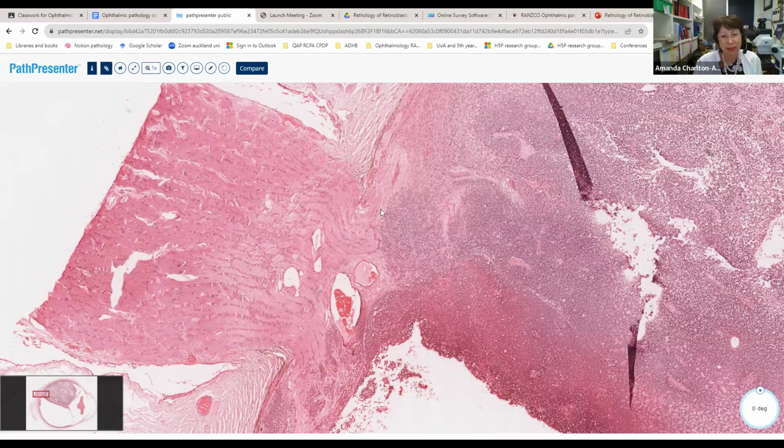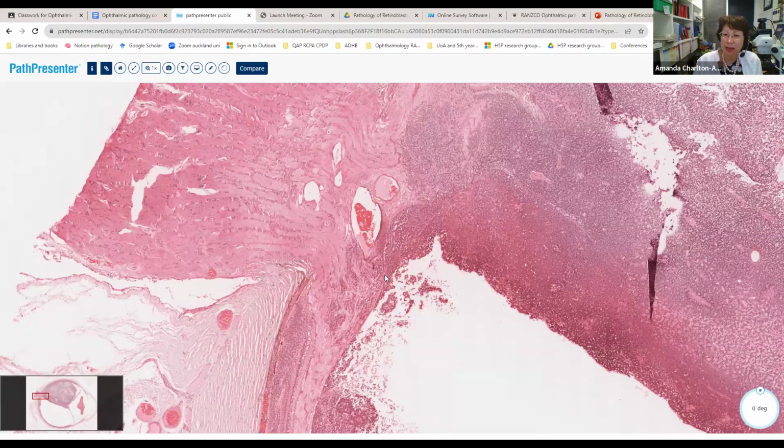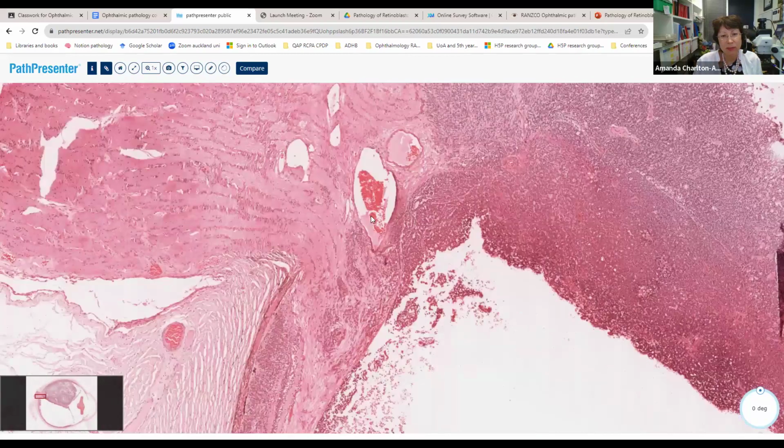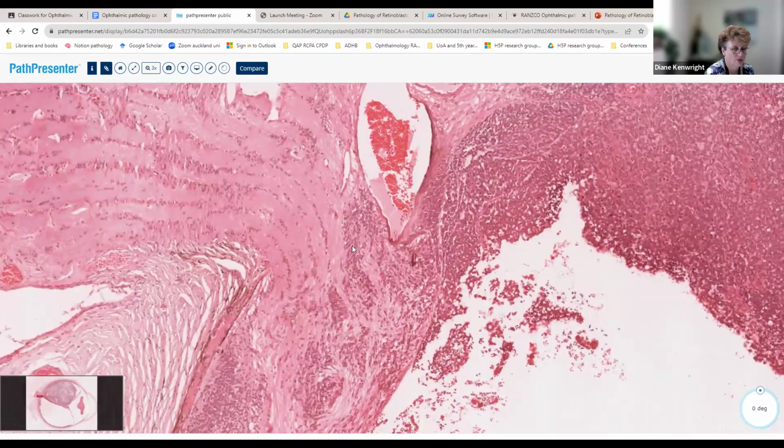But so we have to identify, is there invasion of the optic nerve? And we were allowed those choices: none, pre-laminar, laminar, post-laminar, margin. So what's happening here? No, I think that's going between the columns of the optic nerve. I think there is laminar invasion here.